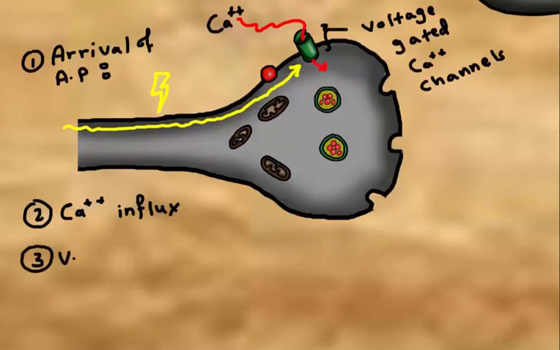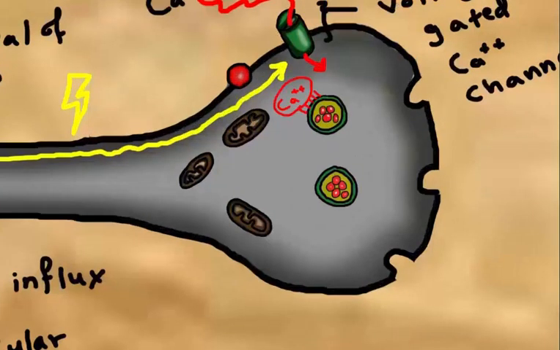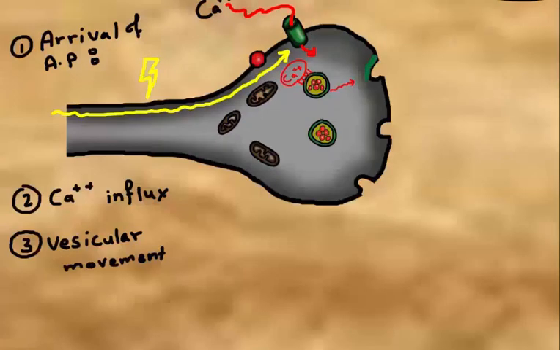Calcium ions will bind to the vesicles and stimulate their movement. And then vesicles will move and fuse with the cell membrane, releasing their contents into the synaptic cleft via the process of exocytosis.